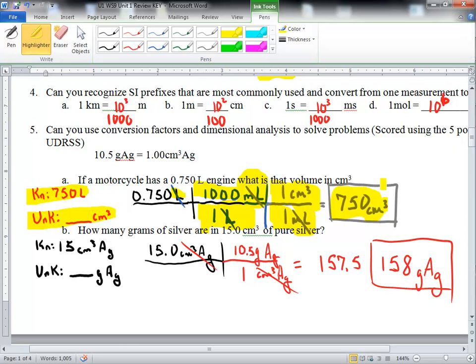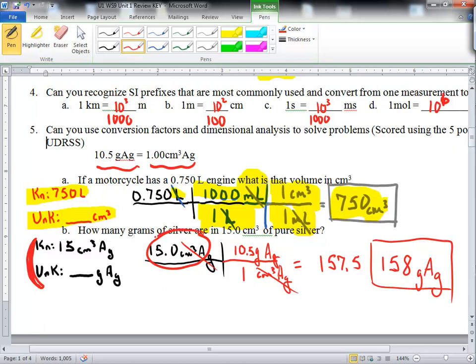Now, as far as how you get to the answer for these problems, what you want to be sure you're considering is once you've identified what you know and what you don't know, make a plan to get from what you know to what you need to know. Make that plan. In this case, I knew I started with 15 cubic centimeters of gold, and I look up here and I see a relationship, a conversion factor, that 1 centimeter cubed of gold is, silver. 1 cubic centimeter of silver is 10.5 grams of silver.